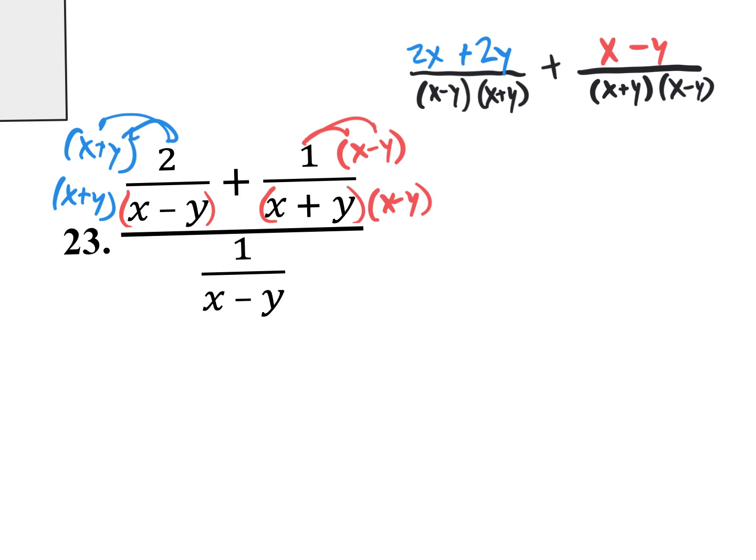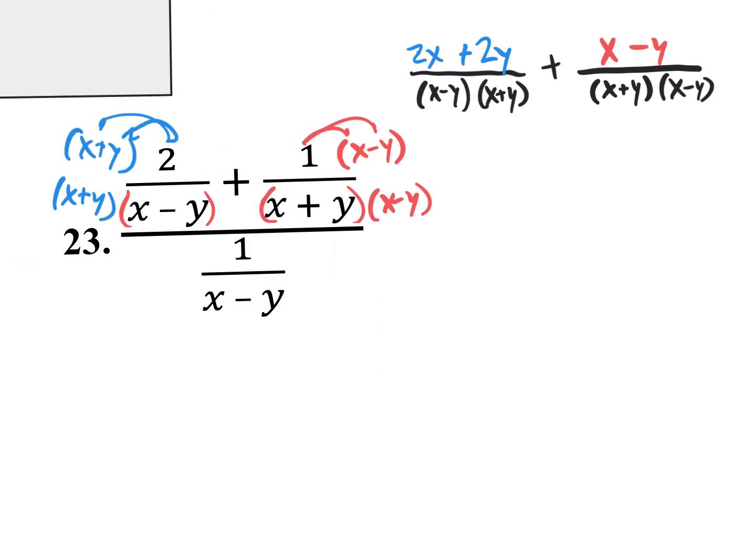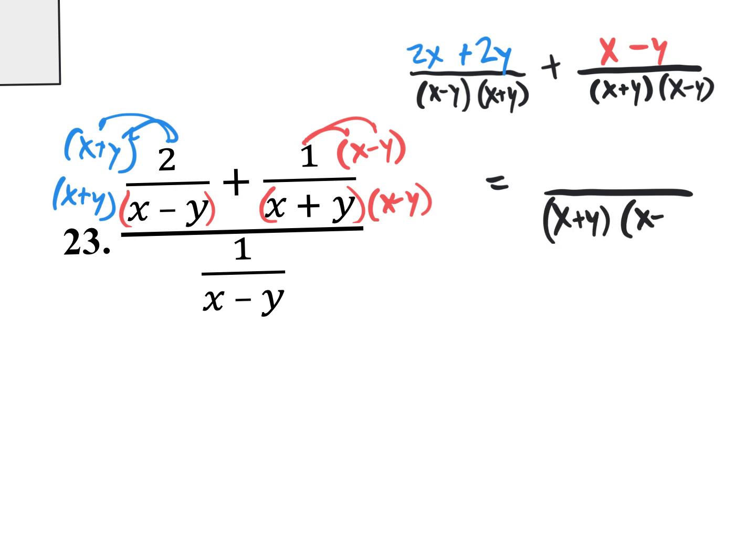Anyway, again, remember, all we're doing is focusing in on the top. We're not even looking at the bottom yet. We're trying to find the answer to the top first, and then we could worry about dividing by that 1 over x minus y. But anyway, up on top, we now have a common denominator. We are now able to add the numerators, the x's with the x's and the y's with the y's, and write our answer over that common denominator, x plus y, x minus y.